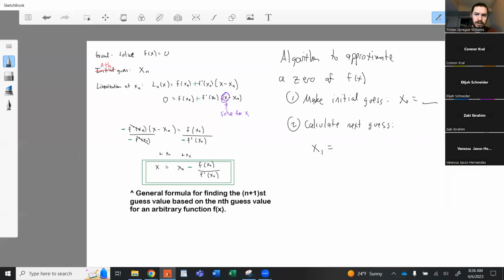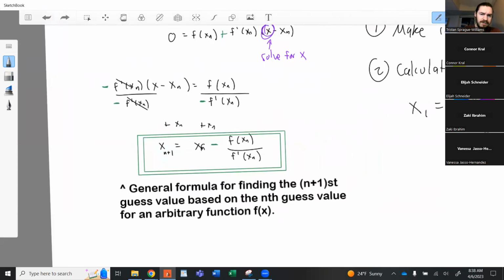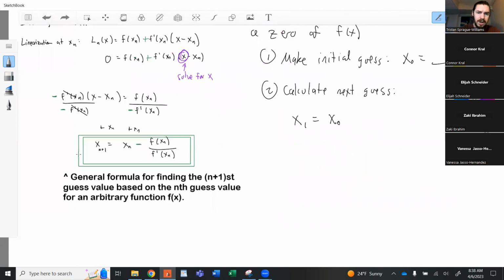x1 equals x0. This is going to be your next number in the guess. This is the next guess. So I'm going to label that xn plus 1, which is the next one after it. So x1 would be x0 minus f of x0 over f prime of x0.